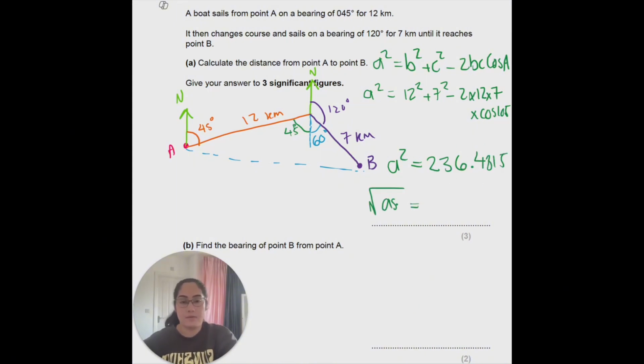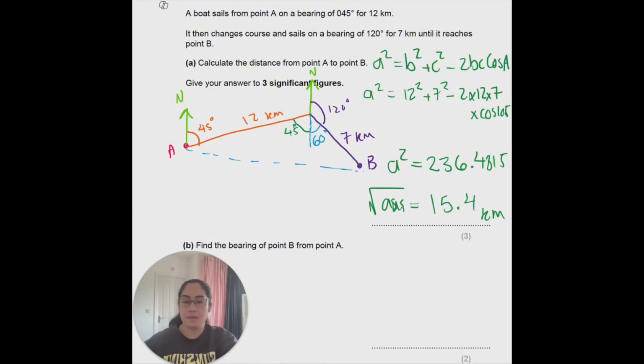236.4815, and then if we square root the answer, we get 15.4 to 3 significant figures that was asked of us, 15.4 kilometers. Now, just one thing to make sure, I wrote this for the sake of demonstration, but as you're calculating this, use the answer button on your calculator. Don't round it up to anything because it can change a digit or two.